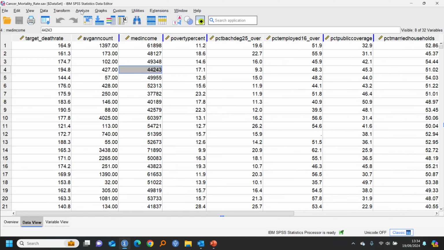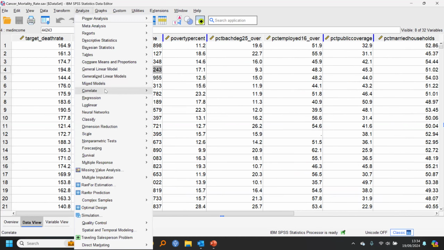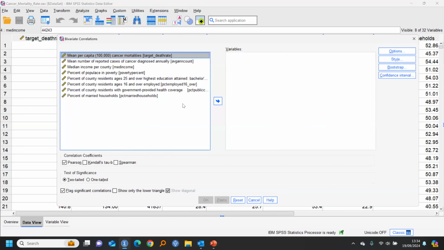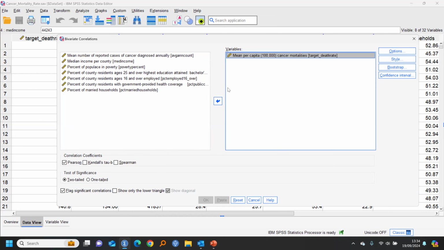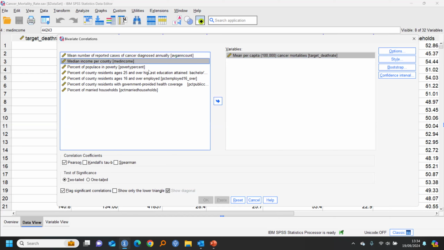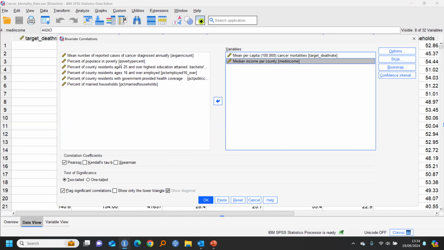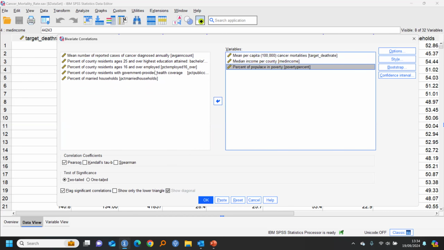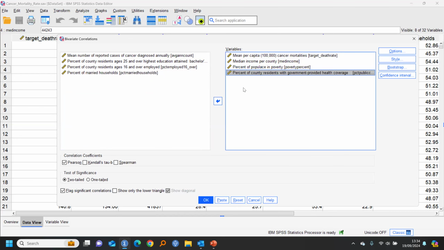So now if I want to do a correlation, I'll go to analyze, correlate, bivariate. And you can see there's a smaller number of fields here. Let's say I want to look at mean per capita cancer mortalities. It's this target death rate here. It just means it's a target field. And we'll look at that against some demographics. So poverty, income, and let's say percentage of health coverage that's public, reliant on government-provided health coverage. There's only 4 variables there.